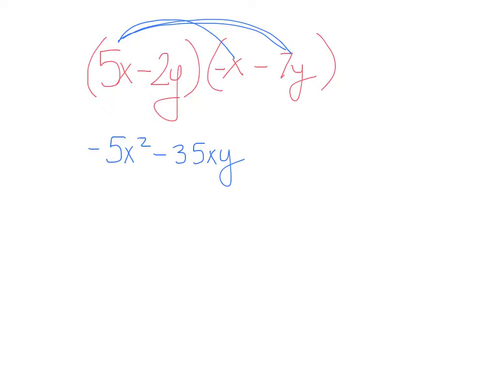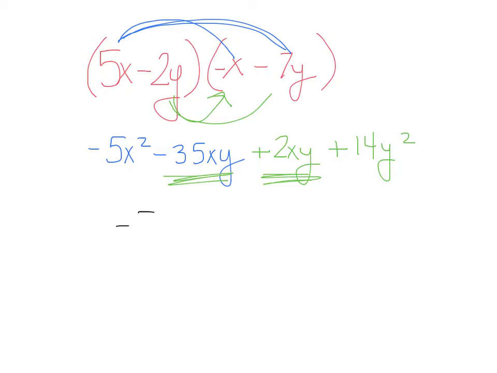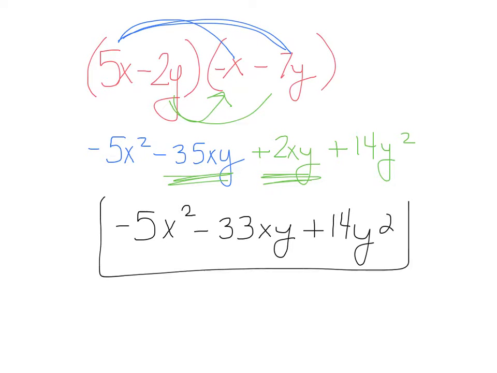Now I'm going to distribute the negative 2y. And negative 2y times negative x would give you positive 2xy. And negative 2y times negative 7y would be positive 14y squared. I now combine the like terms in the center. That gives me negative 5x squared minus 33xy plus 14y squared. So then what happens when you have this?